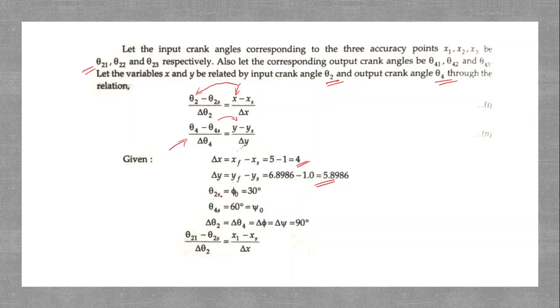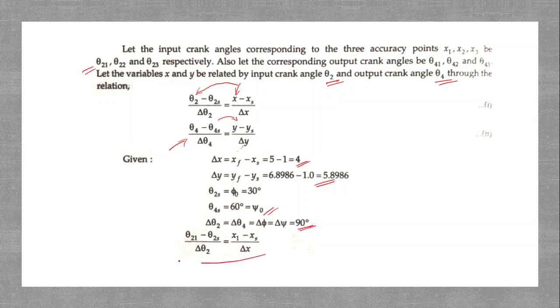Then theta 2s, the starting angle, is equal to phi naught, that's equal to 30 degrees. Theta 4s is equal to 60 degrees, that's equal to psi naught. Then delta theta 2 is equal to delta theta 4 is equal to 90 degrees. This is given in the question.